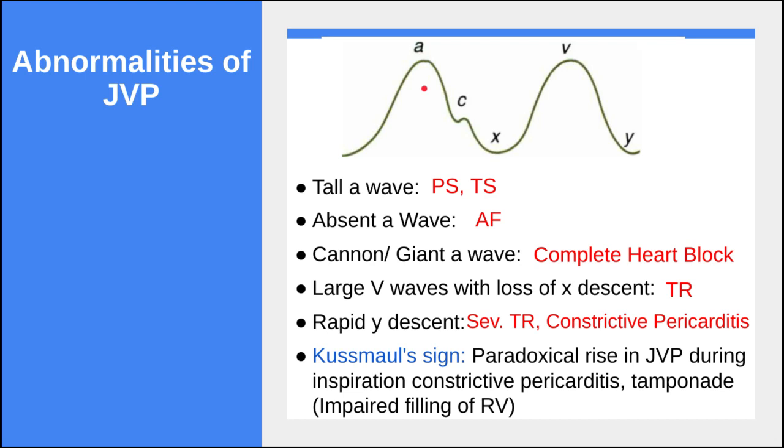Kussmaul sign is a paradoxical rise in JVP during inspiration, like in constrictive pericarditis and cardiac tamponade. It happens due to impaired filling of the right ventricle in constrictive pericarditis and cardiac tamponade.